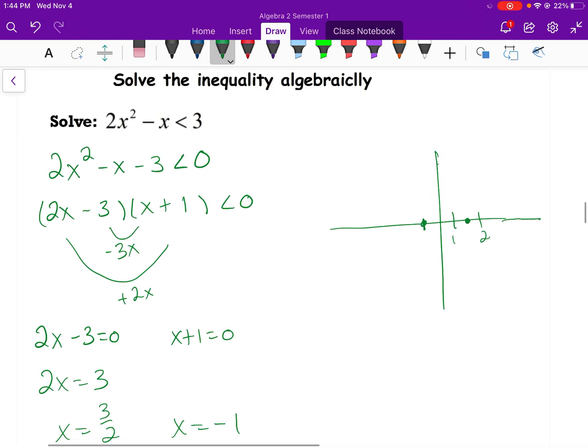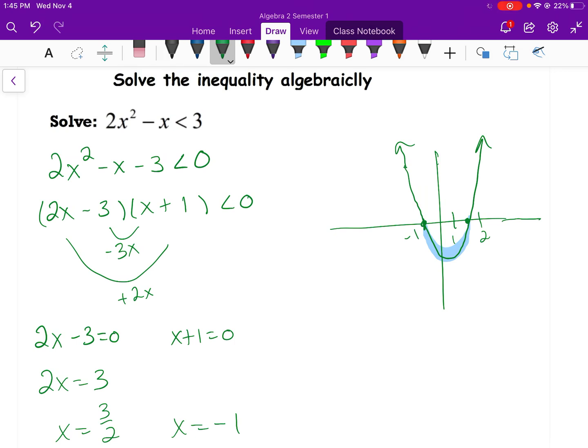And this one will open up. Again, we don't need to worry about the vertex because this is just a rough sketch. All I'm looking for is which way it opens and where it crosses the x-axis. Now for this one, we're looking at less than 0. So again, less than 0, we're looking below the x-axis. So that's where we're at. So we're between that negative 1 and 3 halves.